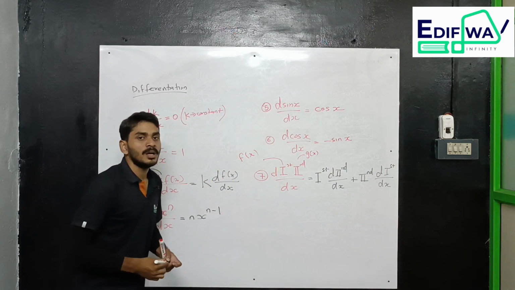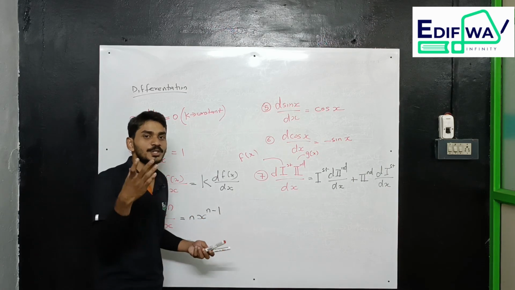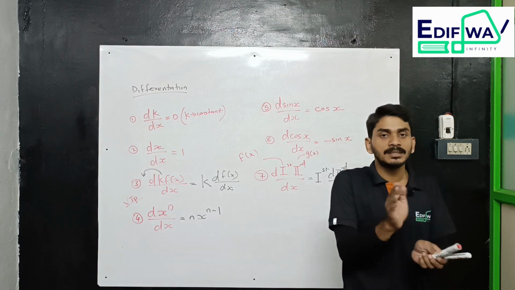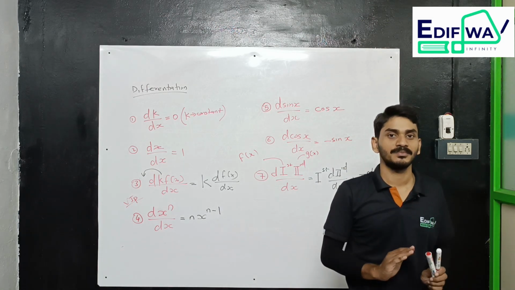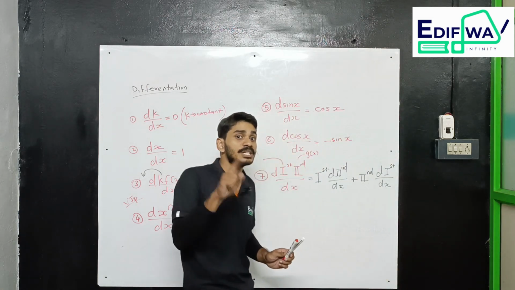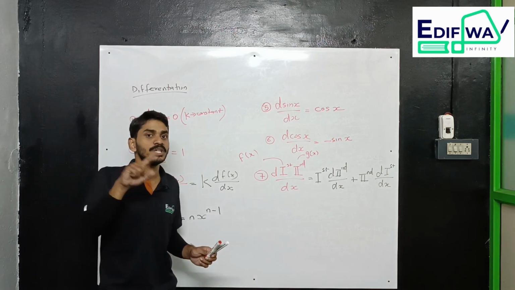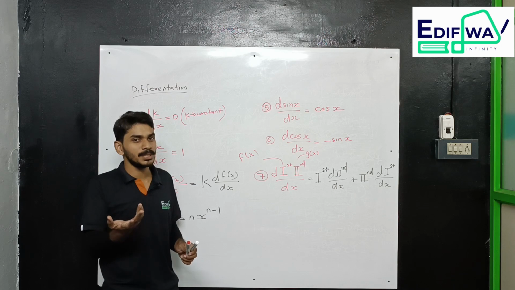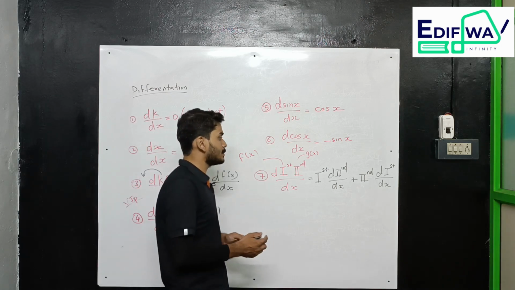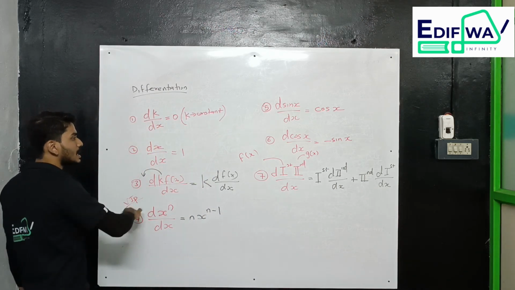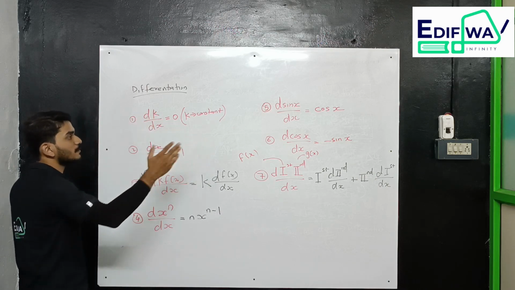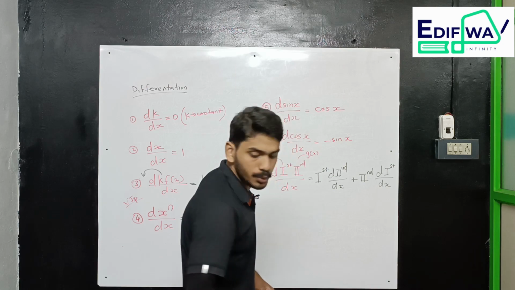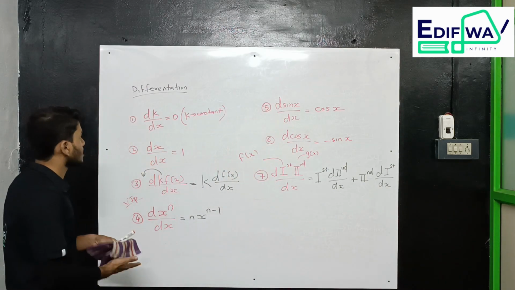There is a rhythm, right? Derivative of first into second is equal to first into derivative of second plus second into derivative of first. Once again. First into derivative of second plus second into derivative of first. Isn't it very simple? So these are the 7 formulas that you have to learn in differentiation. Now let's learn some basic problems. How to use this?